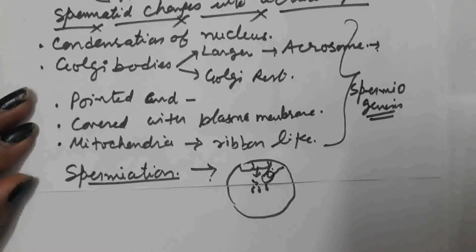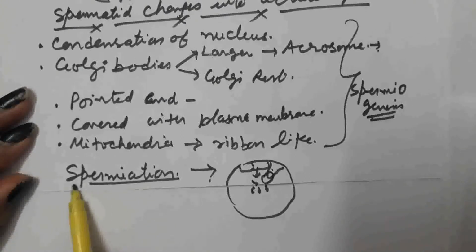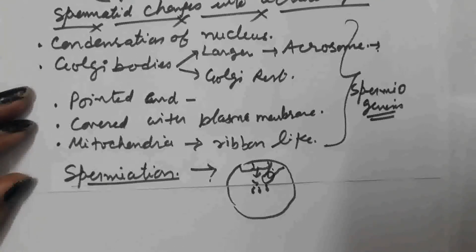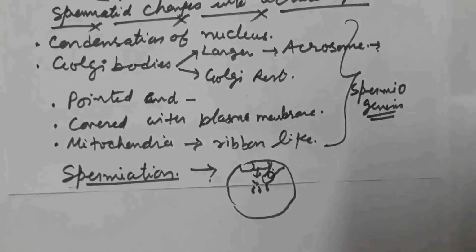So in this lecture we studied three terms. Spermatogenesis, that is the process of formation of sperm. The second term we studied is spermiogenesis, in which the spermatid changes into an actual sperm. And the third definition is spermiation, that is the release of matured sperm from the Sertoli cells. This is all for this lecture.